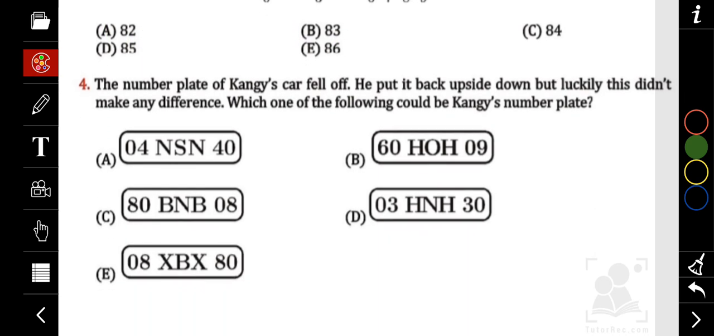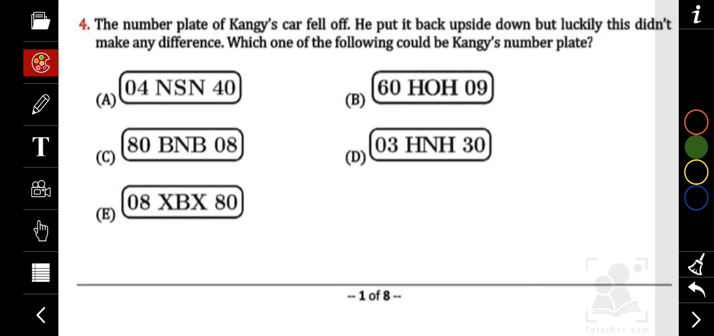Okay, we can carry on like this and proceed to question number 4. The number plate of Kangi's car fell off. He put it back upside down, but luckily this didn't make any difference. Which one of the following could be Kangi's number plate?